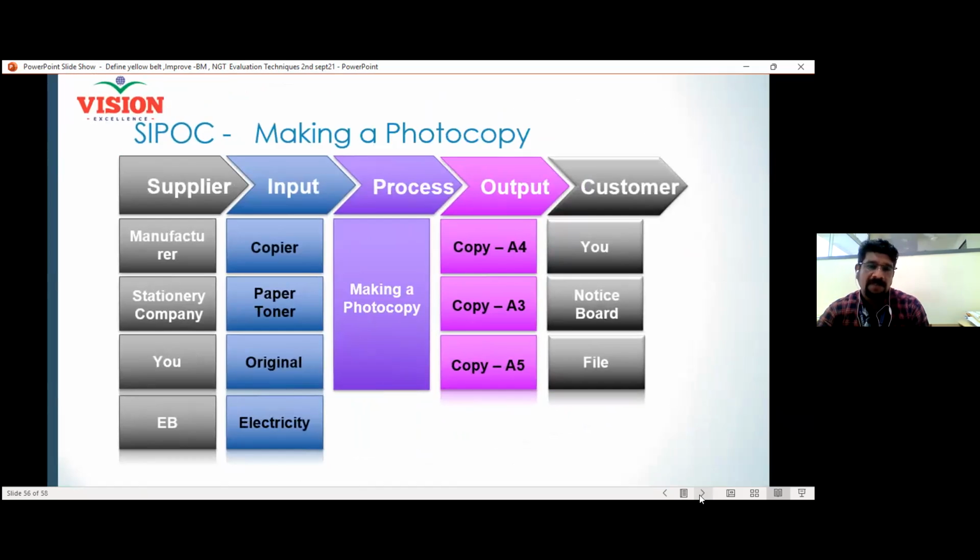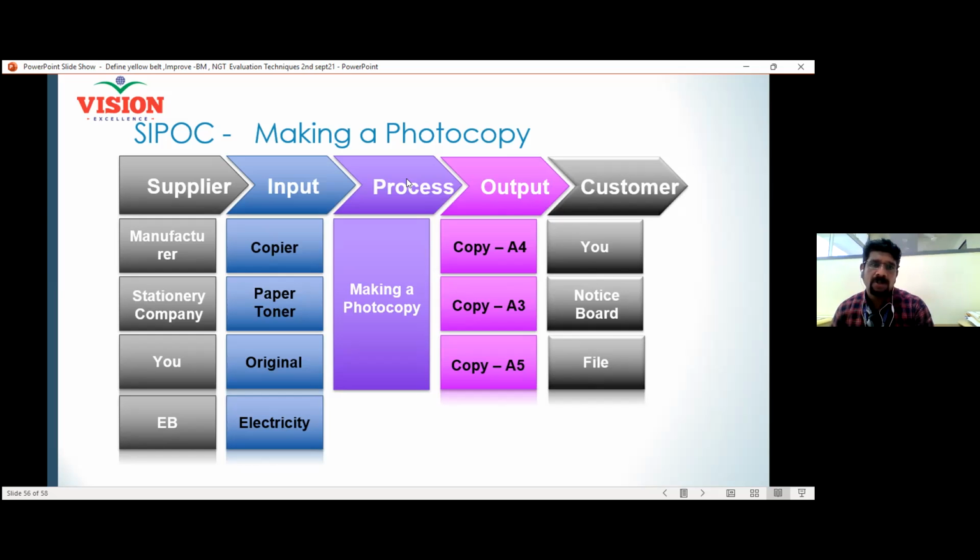So this is the example of this photocopy making process. Making a photocopy is the process which you are focusing on. Your output may be either A4, A5, or A3. And the output customer may be, you may be taking a copy, or the copy may go to the notice board, or it may be filed.